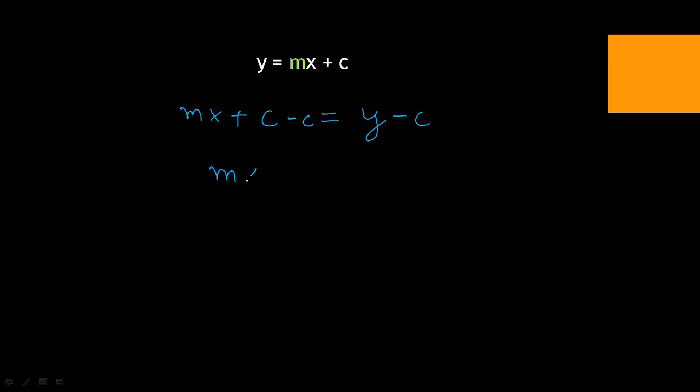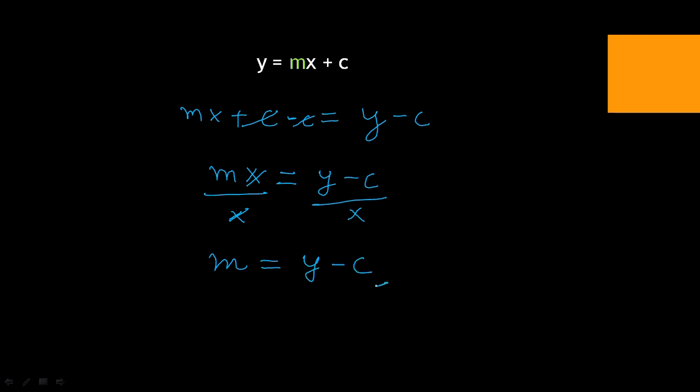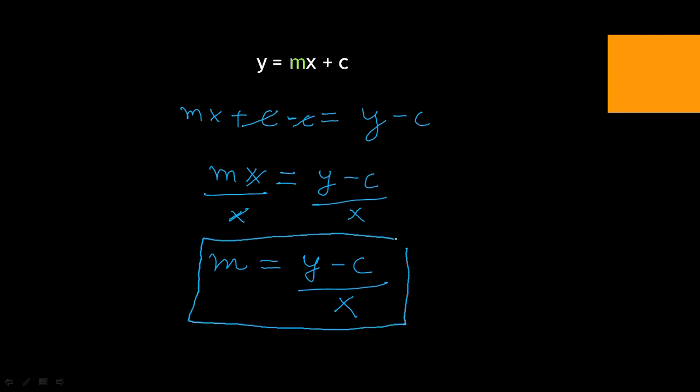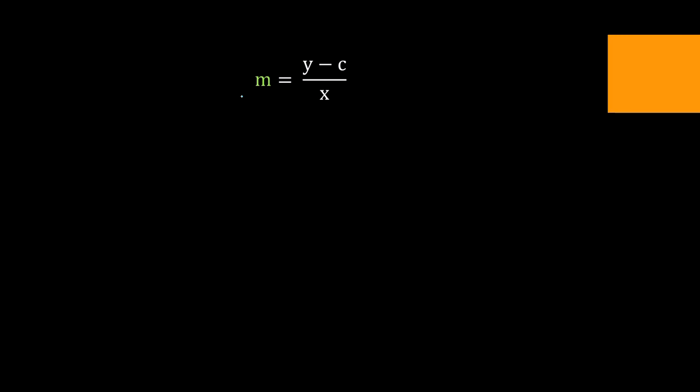I get mx, now plus c minus c just cancel out, so I'm left with only mx on this side, and on this side I have y minus c. Now I can divide both the sides by x. Here x and x cancel out, and I'm left only with m on this side and y minus c upon x on the other side. So this is the general formula for the value of m, which says that m equals y minus c upon x. Let me write that here. M equals y minus c upon x.